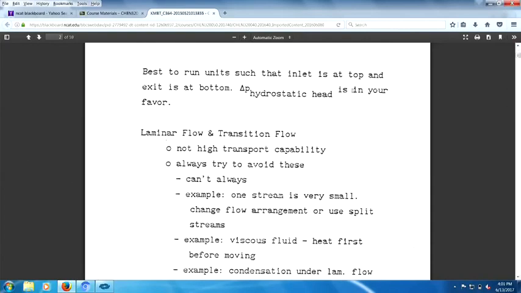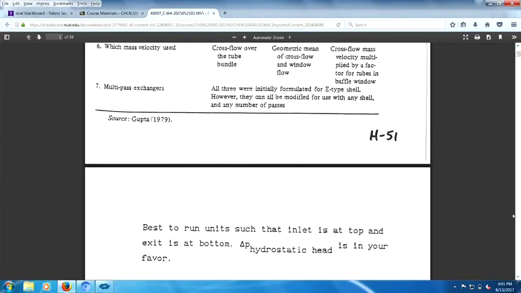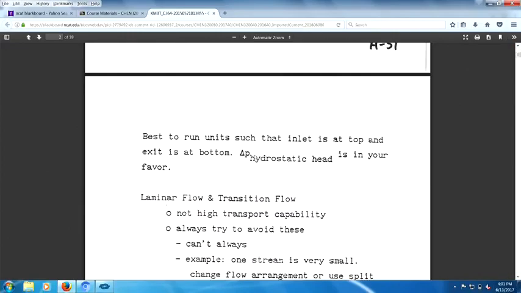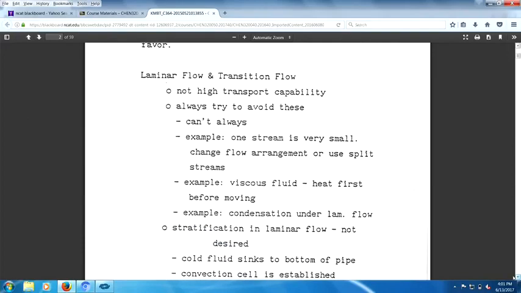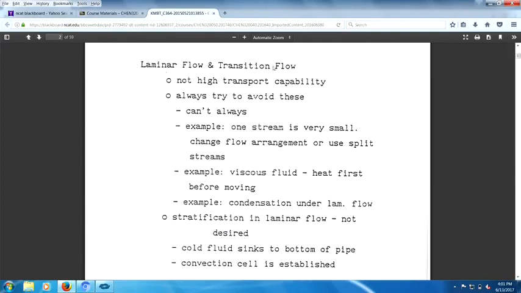Best to run units with the inlet at the top, exit at the bottom. The hydrostatic head is on your side. You got that? You know what that meant? Nobody ever tells you that. Laminar flow, transition flow, not high transport capabilities. You want to try to avoid these. Unfortunately, you can't. One stream is very small. Change flow regime splits to viscous heating first, maybe.